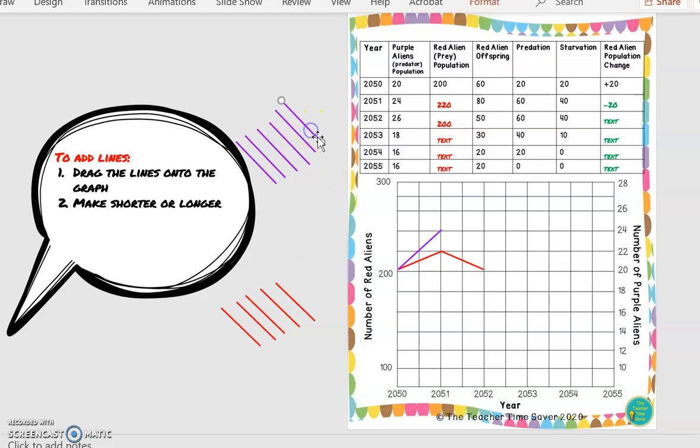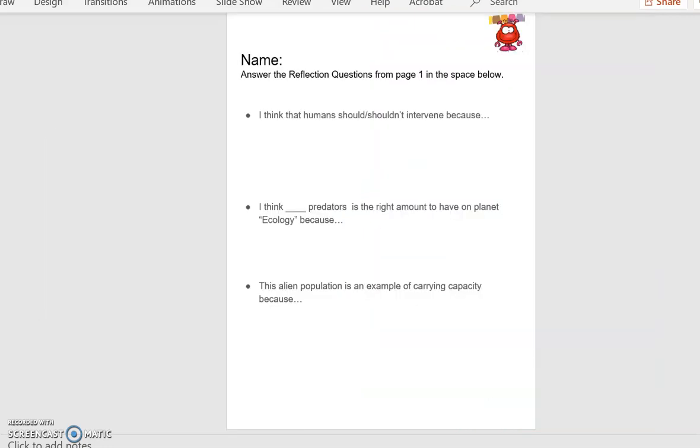To do the next one, you would grab this, drag it over to where you put the last one, and then in 2052, I was up to 26 individuals. So here's 2052. And then I go up to 26 and drop your line. All right, and so you would just continue on that way until you have your whole graph. Then you're going to go on the last page and use that information to answer your questions. Good luck.